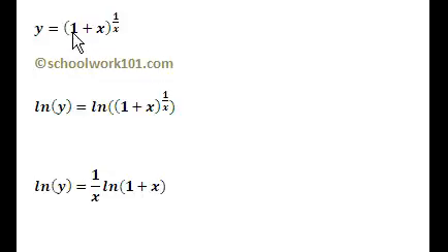So we've got (1 + x) in parentheses, all raised to the 1 over x. And what I'm going to do here is called logarithmic differentiation. I'm going to take the natural log of both sides, and then I'm going to take this exponent and bring it out front.